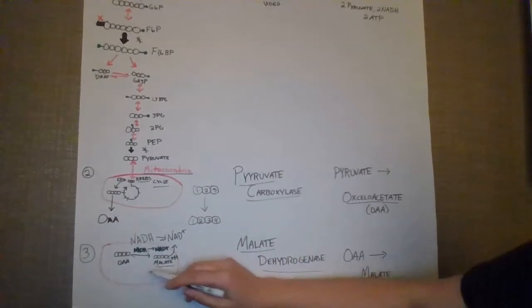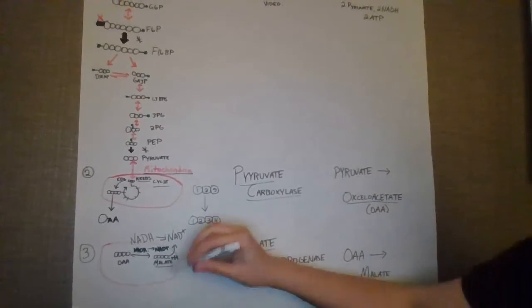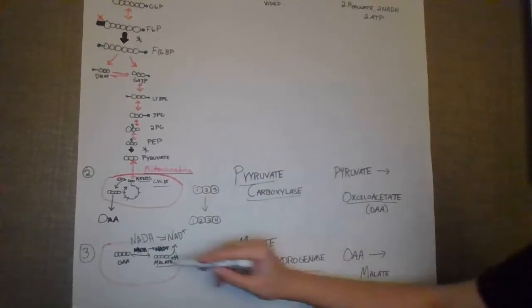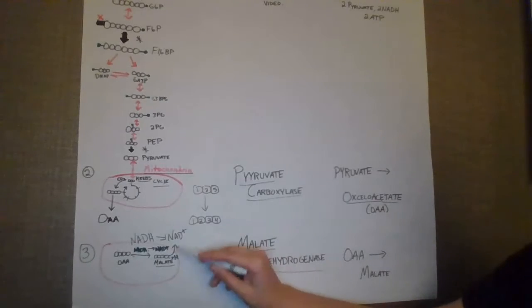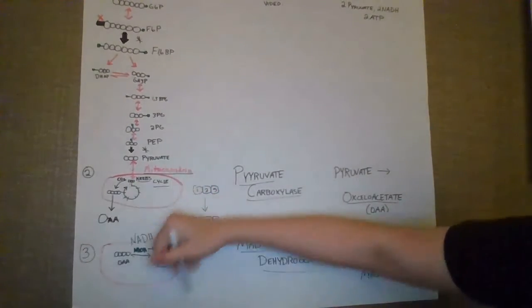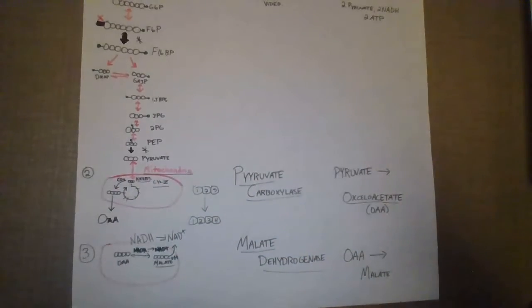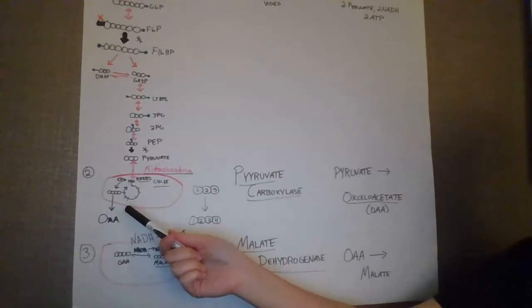So now we've gone from OAA to malate. And again, the only big chemical difference between the two is an extra hydrogen. So now we have malate here, and malate can actually now leave the mitochondria. In that form, it's able to leave the mitochondria and go back out into the cytoplasm. So that's what's going to happen in the first three steps. Okay, we're going to go from pyruvate and make that into malate.